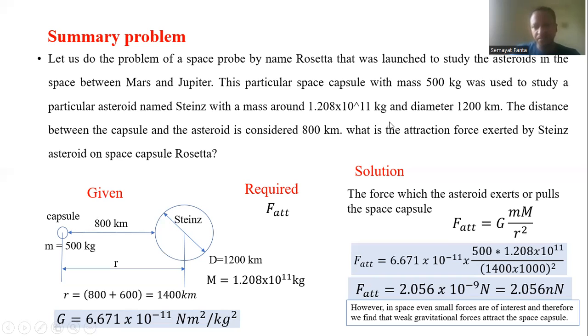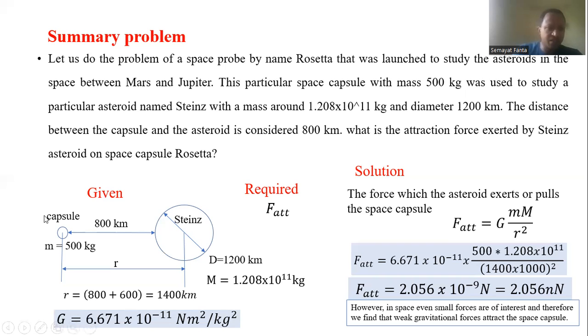You can see here. So what is the attraction force that is exerted between the asteroid and the space capsule Rosetta? That is the question. What we have been given is that the distance between the asteroid and the space capsule is 800. When we compare the space capsule to the asteroid's dimensions, it is very small. We can neglect the diameter of the space capsule because that small diameter will have a negligible effect.